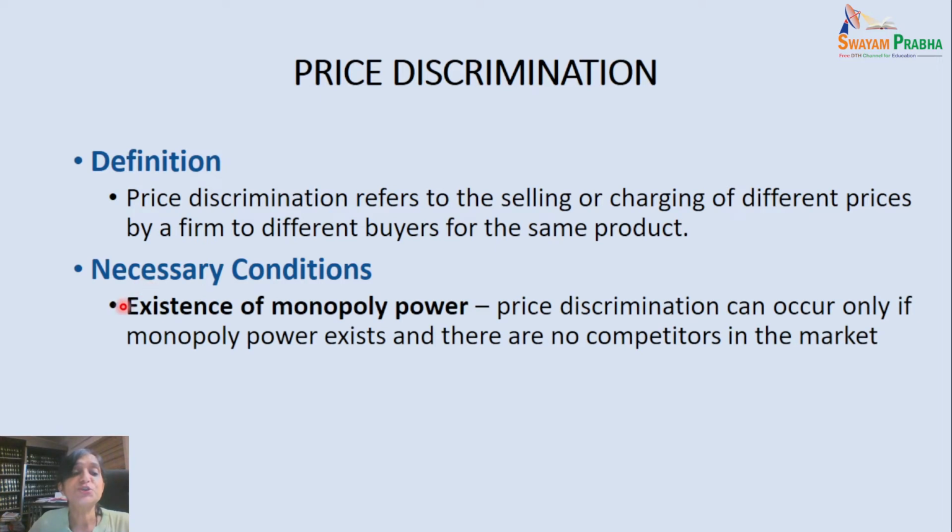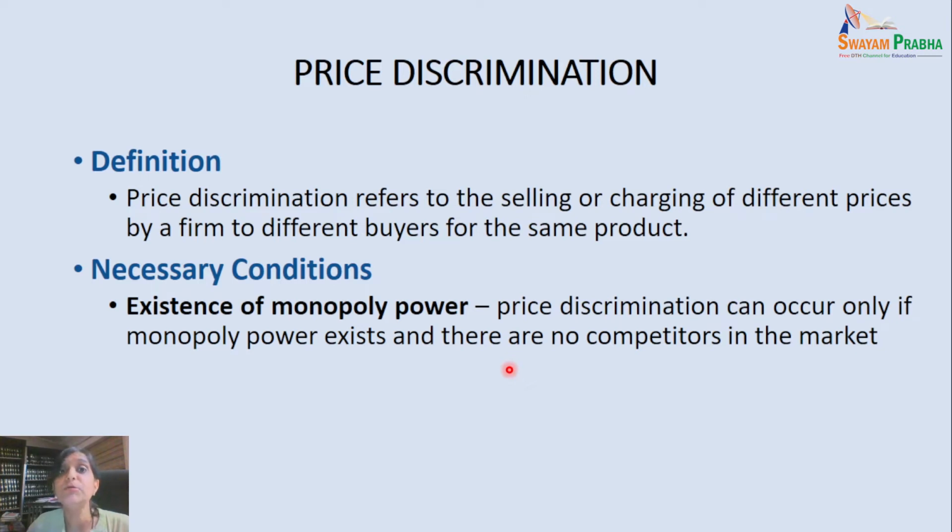The first condition we say is that there should be existence of some monopoly power. Yes, I already told you that price discrimination is a strategy which is used by a monopolist. Why? Because it wants to maximize its profit. So there must be certain power this monopolist has. Therefore, he can charge different prices to different buyers. So this particular firm should have some type of monopoly power and there should be no competitors.